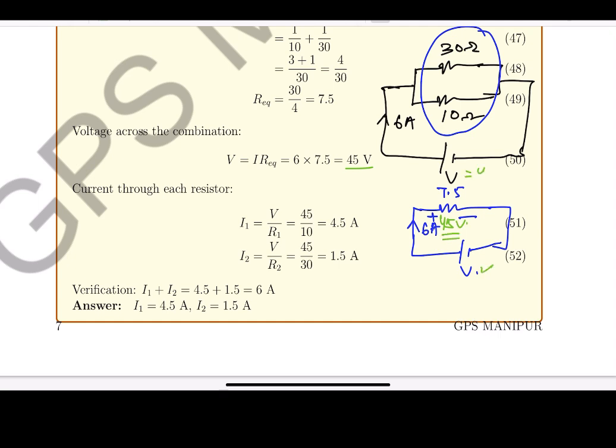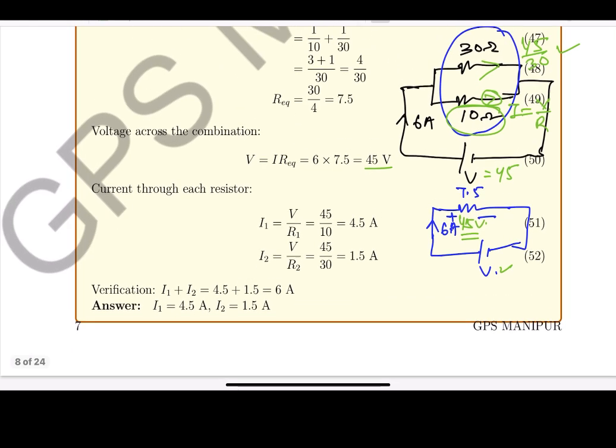So V is equal to 45. Now what will be the current here? So current I will be equal to voltage by resistance. So voltage is already 45 divided by resistance 10. Here also 45 divided by 30. Okay. I hope you understood this.